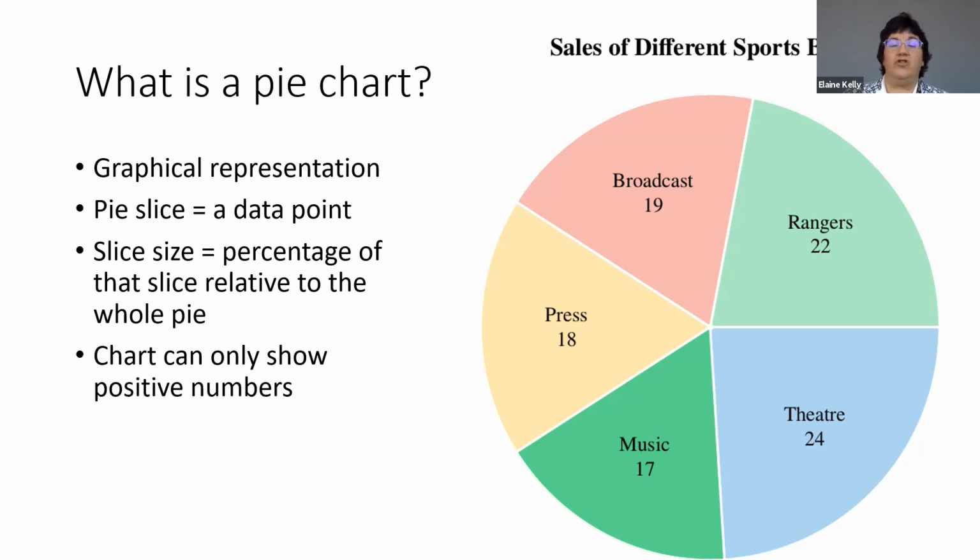The chart can only show positive numbers. So that is one thing that you do need to keep in mind: if whatever you're capturing comes out to be a negative number, a pie chart is not the particular chart that you should be using to show that information.